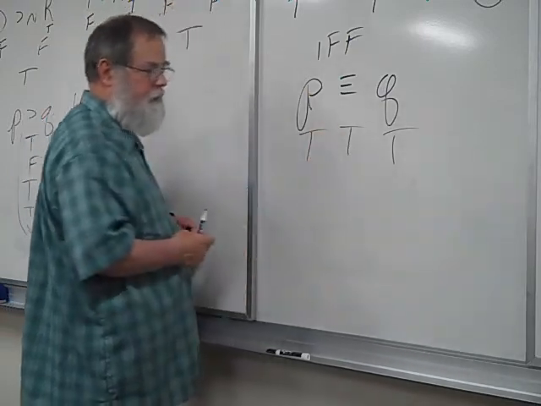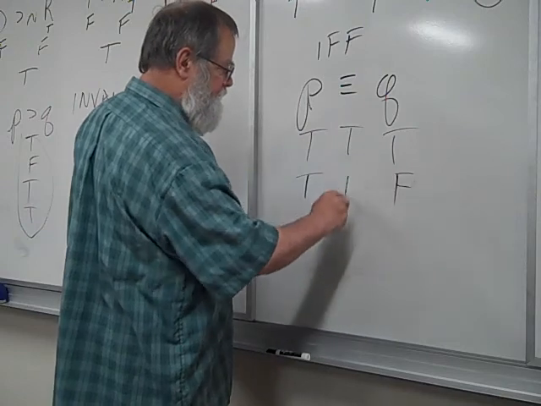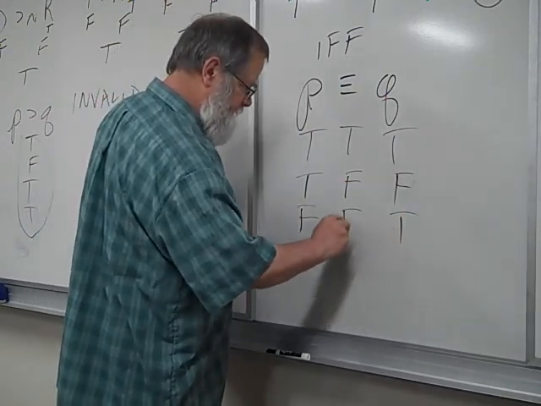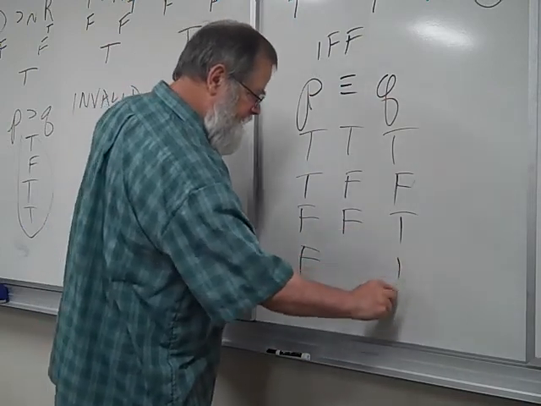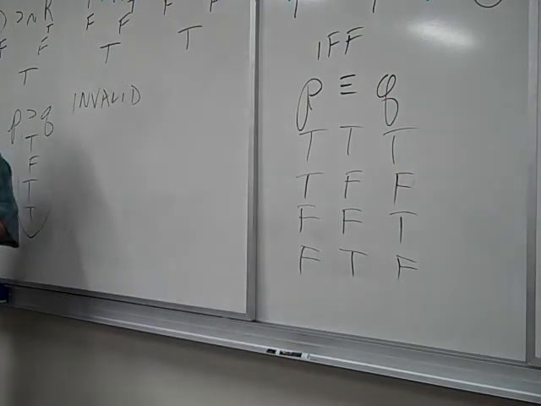If they're both true, it's true. If one is true and one is false, it's false. If one is false and the other one's true, it's false. And if they're both false, it's true. So that's what the biconditional means.